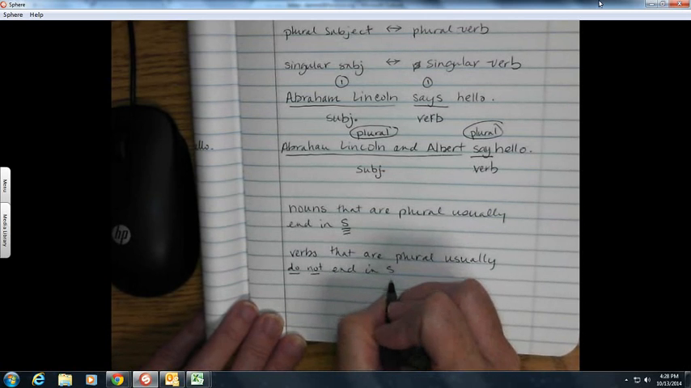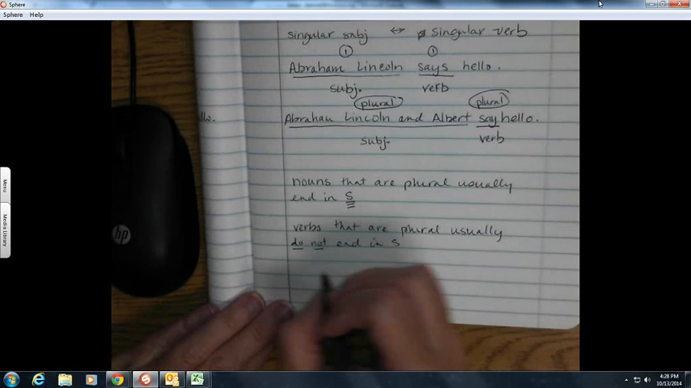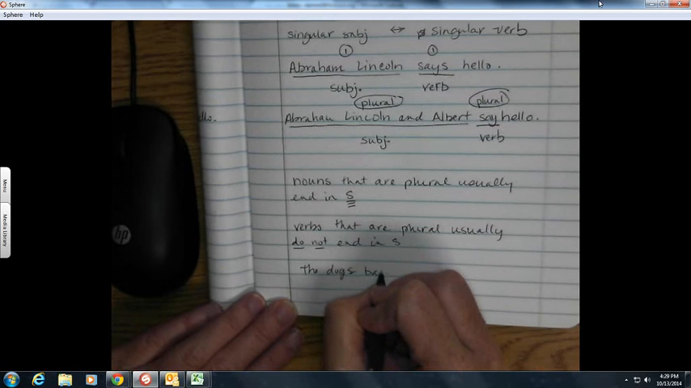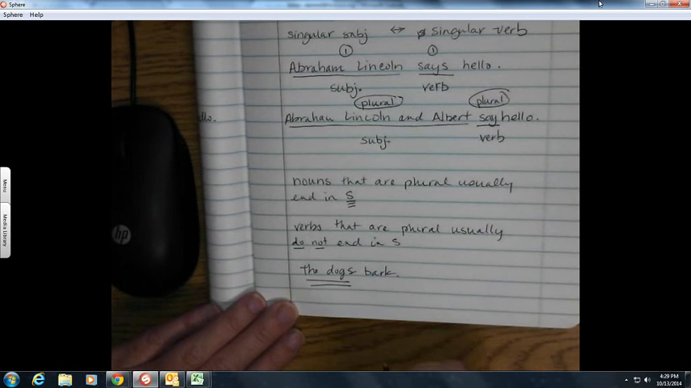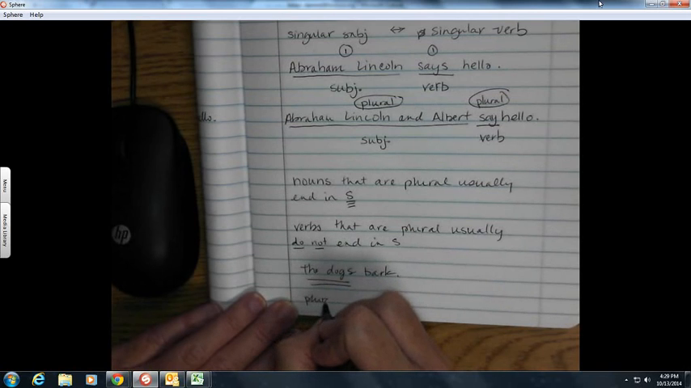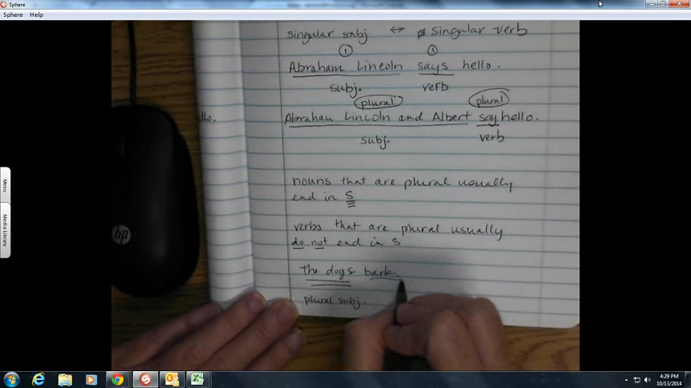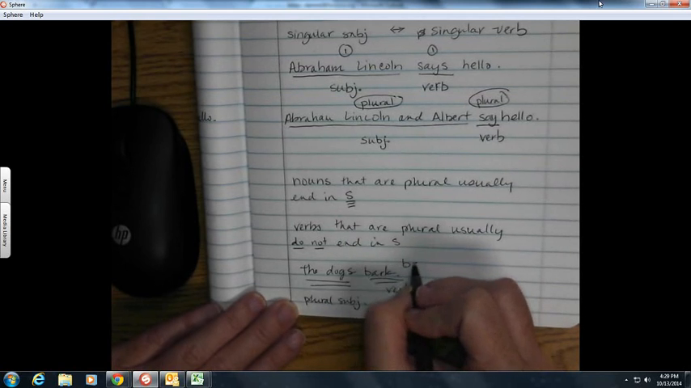So nouns that are plural usually end in S, like the dogs bark. Dogs is a plural subject. There's more than one dog. The action that they are doing, the verb, is bark. Let's see, bark is B-A-R-K. No S.